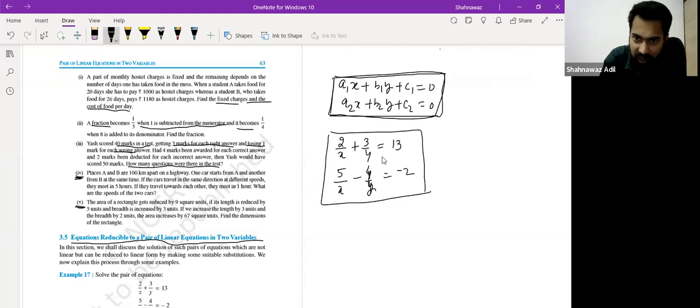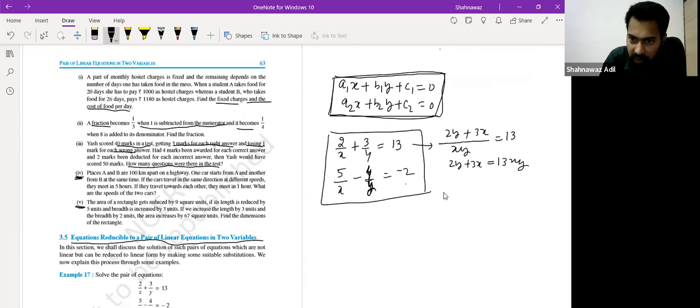Can we solve it like a linear equation? We can't. Maybe if we take the LCM, this will be xy, and x divided by xy is y. So this will be 2y plus, and y divided by xy is x, so this will be 3x, and this is 13, right? So this will be 2y plus 3x is equal to 13xy, right?